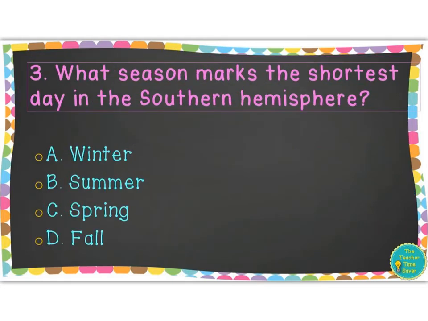Number 3, what season marks the shortest day in the Southern Hemisphere? And the answer is winter. And in terms of this question, I could also say what season marks the shortest day in the Northern Hemisphere? And the answer would be, again, winter. When we're experiencing winter, the Southern Hemisphere is experiencing summer. But if I ever ask about the shortest day, it's always experienced by both the Northern and Southern Hemisphere during their winter. But for us, our winter's in December and their winter's in June.